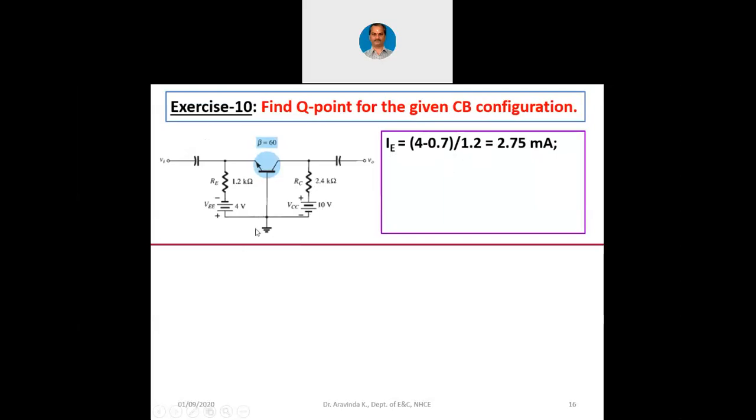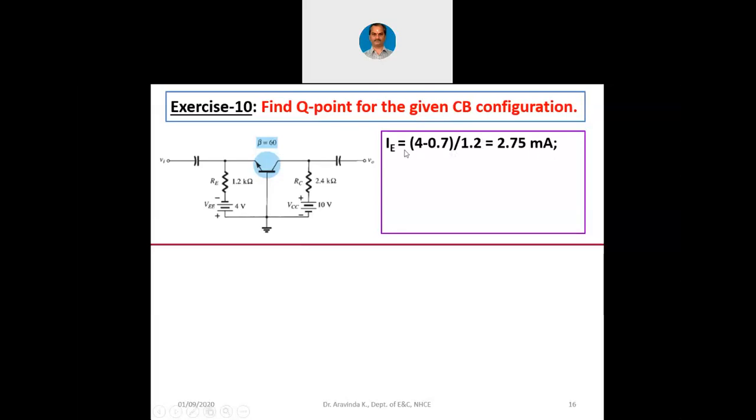You apply KVL to the input loop. VEE minus VBE divided by RE. So 4 minus 0.7 divided by 1.2. That K I have not put there; you will have to visualize K. Later on in the PPT I will correct it. So 4 minus 0.7 divided by 1.2 kilo ohms is nothing but 2.75 milliamps.